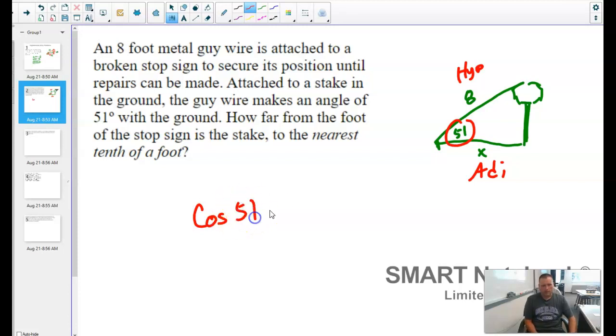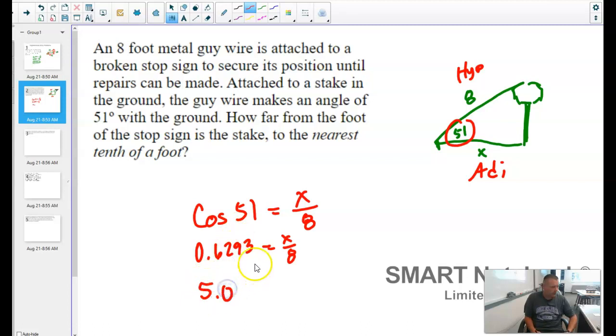So cosine 51 equals x over 8. And then I can just solve that like we did before. So cosine of 51 first, which gives me 0.6293. And then all I've got to do is times that x over, because my x is in my numerator. So this gives me 5.0035. And that's what x is in that case. So that distance from the stake to the base is, again, just over 5 feet.